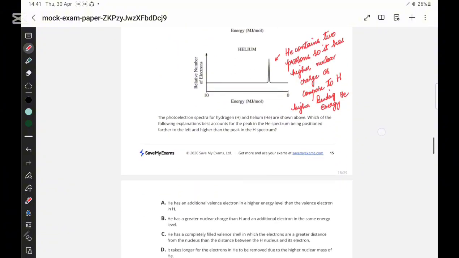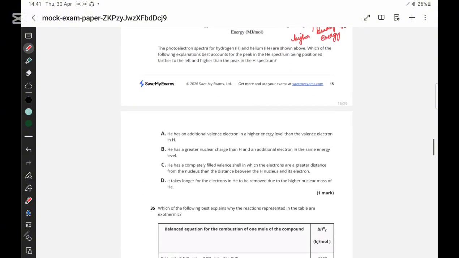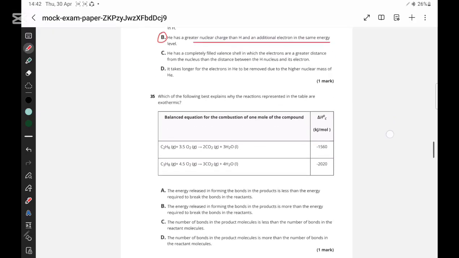So let's see the options there. Helium has a greater nuclear charge than hydrogen and an additional electron in the same energy level. Helium has its electrons in 1s2 and hydrogen is only 1s1, so helium has one more electron in the same energy shell.